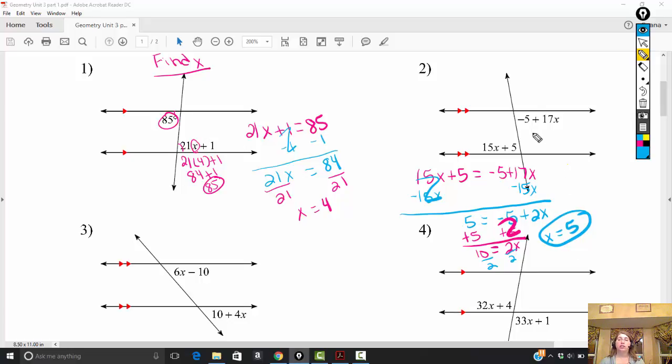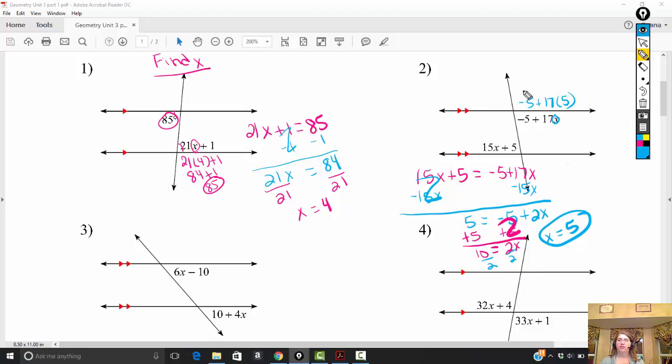Okay, and we can do a check. Like I said, we can plug this in for x. If we substitute in for x, we get negative 5 plus 17 times 5. We can do this math, and it should equal the exact same thing as the other side when we plug it in. So all these problems have a check to them. You can check numbers and see how it works and see what it equals.